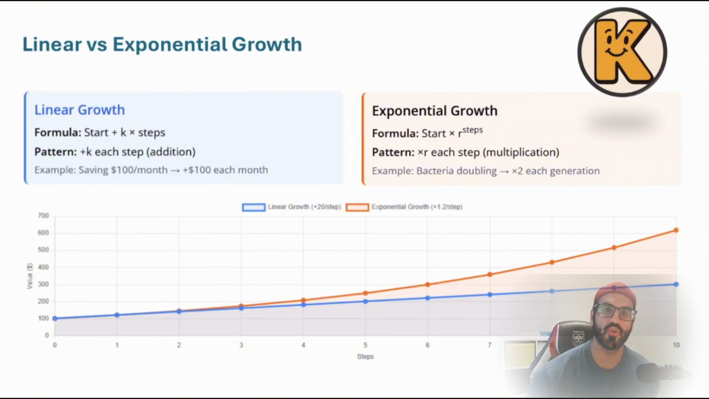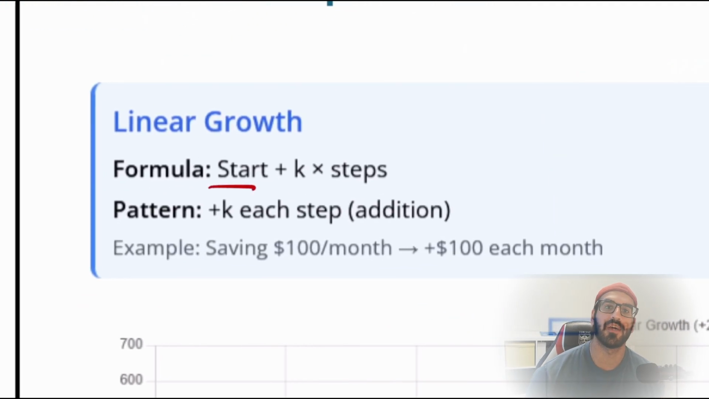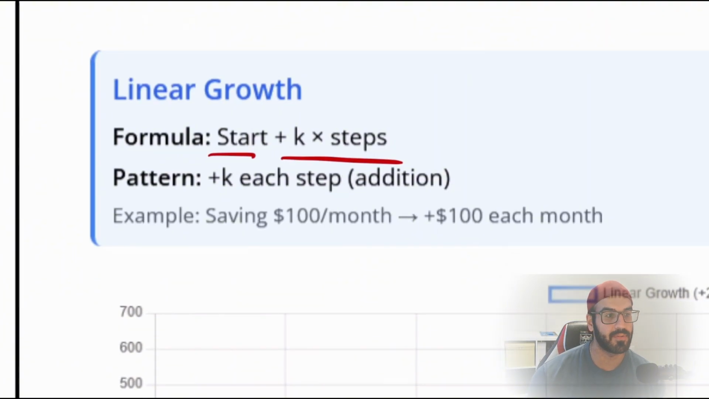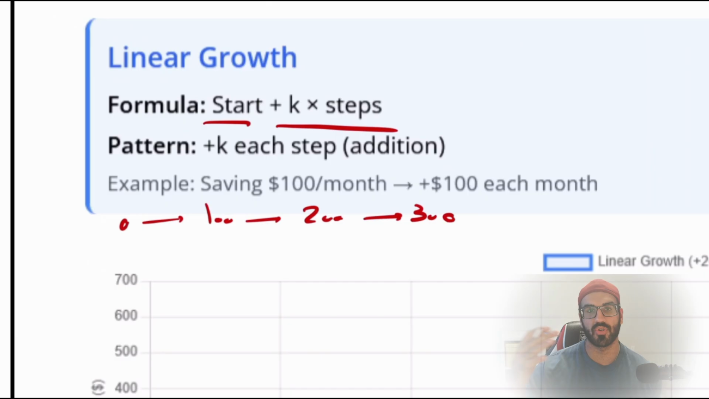Imagine that I have two conditions. The first condition is a formula that follows this: start point plus k times the number of steps. What is that k? K means how much each step is going to add to your number. A very simple example is saving 100 each month. You start from $0, and after that you have 100, 200, 300. Nothing is strange. One is added to another one.